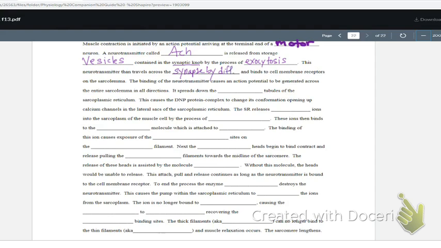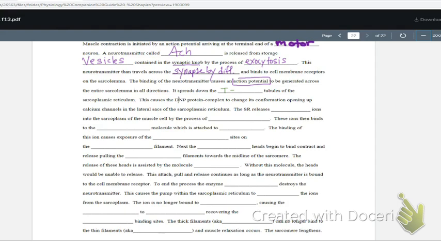This neurotransmitter then travels across the synapse by diffusion and binds to the cell membrane receptor on the sarcolemma. The binding of the neurotransmitter causes an action potential to be generated across the entire sarcolemma in all directions. It spreads down the T-tubules of the sarcoplasmic reticulum.